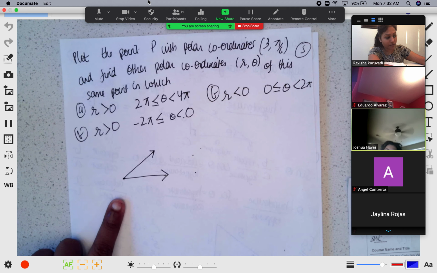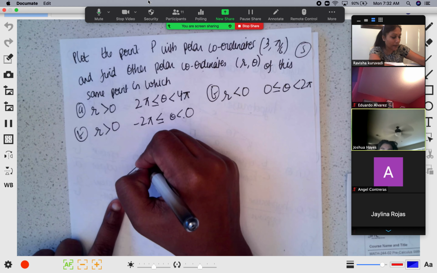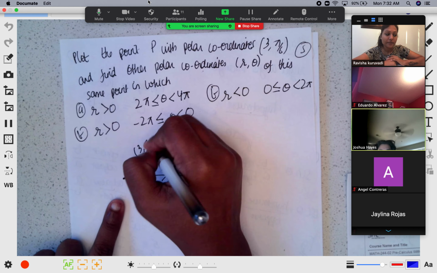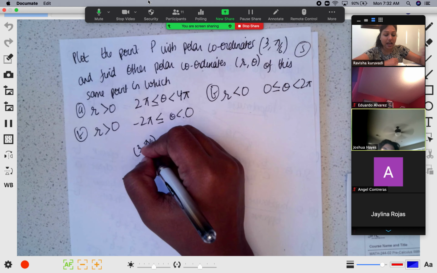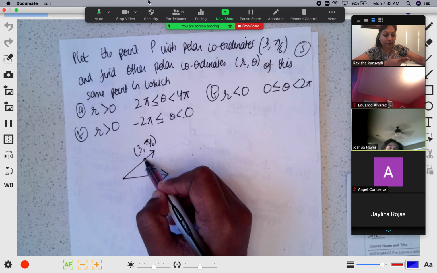And you make it 3 centimeters away. Okay, 3 centimeters away. So this is my point, 3 and pi over 6. Now it says find other polar coordinates r theta of this same point. This will be exactly the same point, but a different way of writing it.